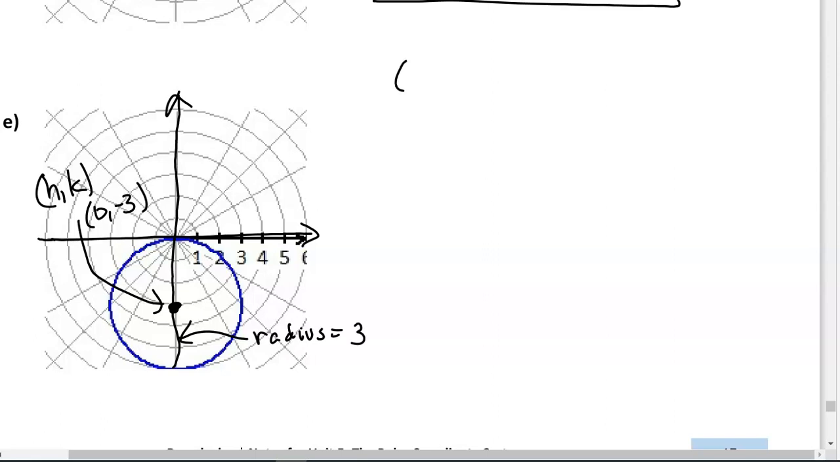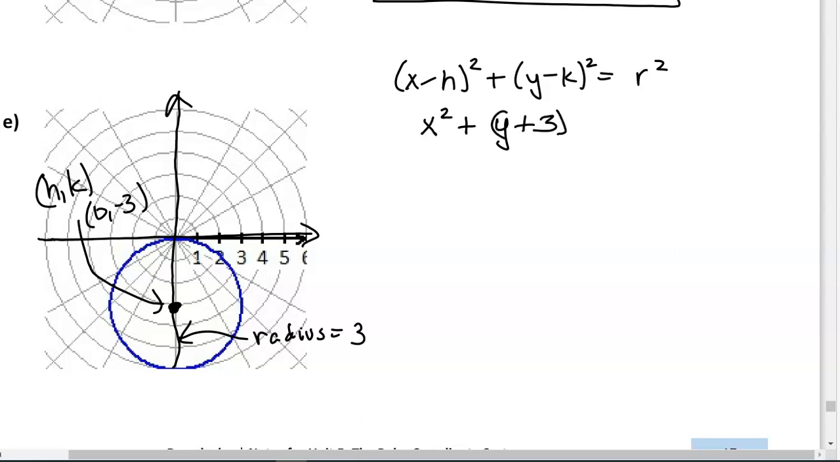The general form for the equation of a circle is x minus h squared plus y minus k squared equals r squared. h being the x-coordinate of the center, and since our x-coordinate is 0, x minus 0 is just x, so that's going to translate into x squared. Since k is a negative value, y minus k will be y plus 3. So y plus 3 squared equals, and if the radius is 3, r squared is 9. So there's our equation in rectangular form.